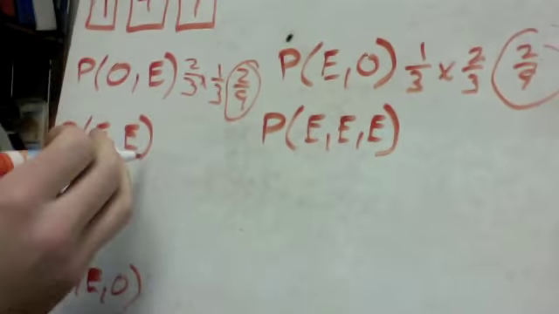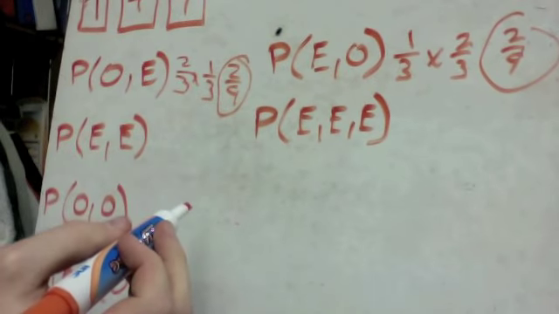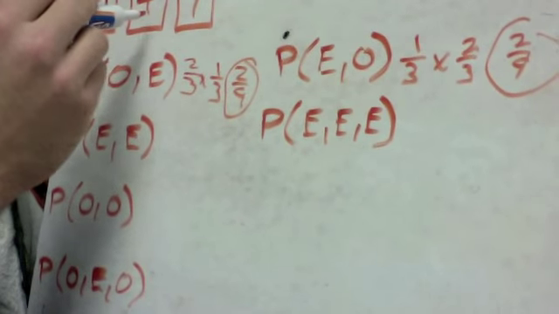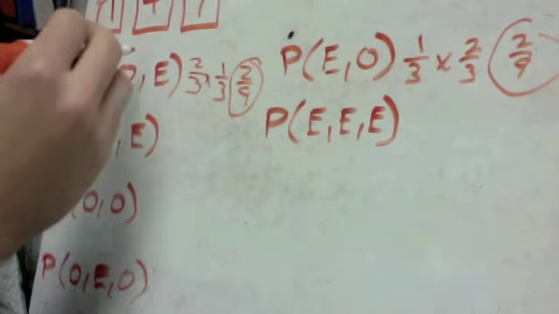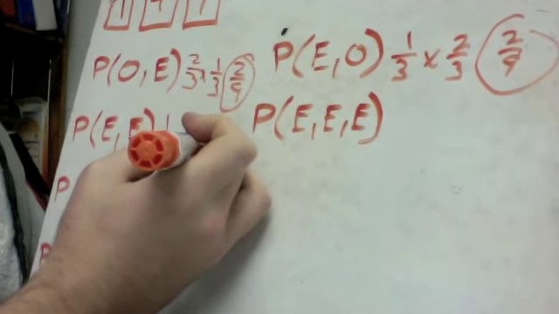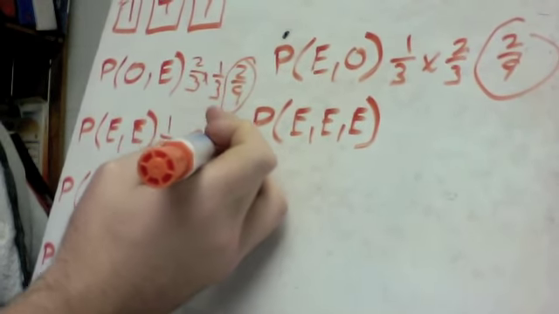All right, now we've got even and even. Okay, it's 1 out of 3 for evens here, and then if we do another set of evens, it's still 1 out of 3. So that's going to be 1 out of 3, 1 out of 3, which is going to be 1 out of 9.